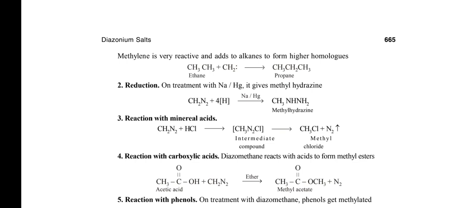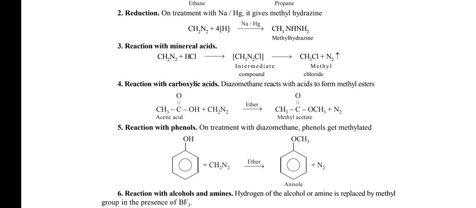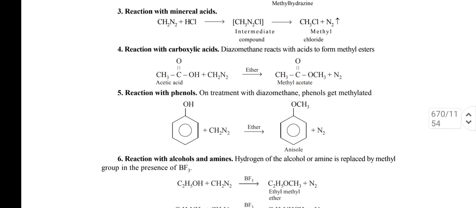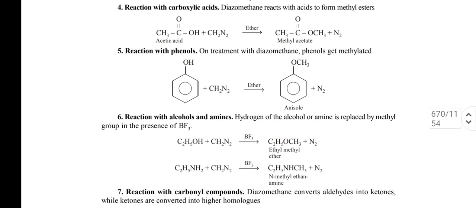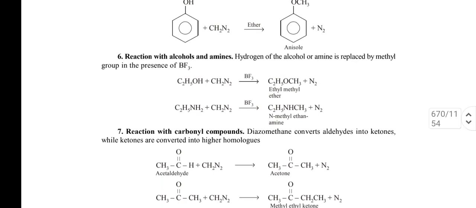Third is reaction with mineral acid. When it reacts with acid, it gives the following compound. Reaction with carboxylic acid: diazomethane reacts with acid to form methyl esters. Reaction with phenol: on treatment with diazomethane, phenols get methylated. Reaction with alcohols and amines: hydrogen of the alcohol or amine is replaced by methyl group in the presence of BF3.